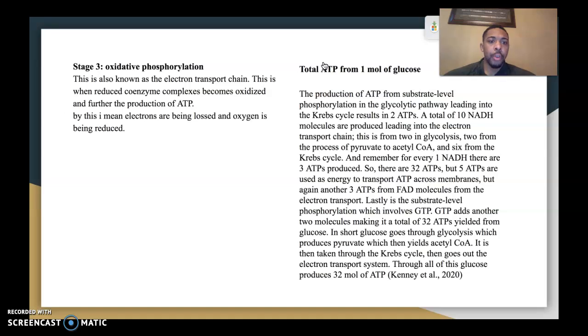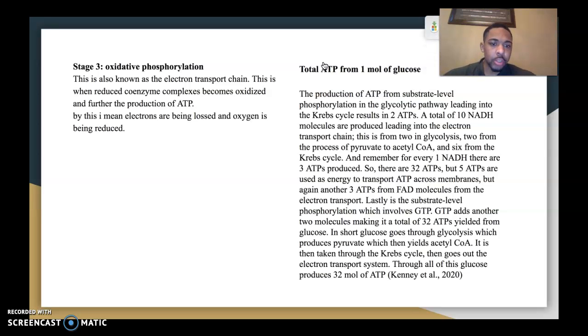So there are 32 ATPs, but 5 ATPs are used as energy to transport ATP across the membranes, but another 3 ATPs come from NAD molecules from the electron transport chain. Lastly is the substrate level phosphorylation, which involves GTP. GTP adds another 2 molecules, making it a total of 32 yielded molecules from glucose.